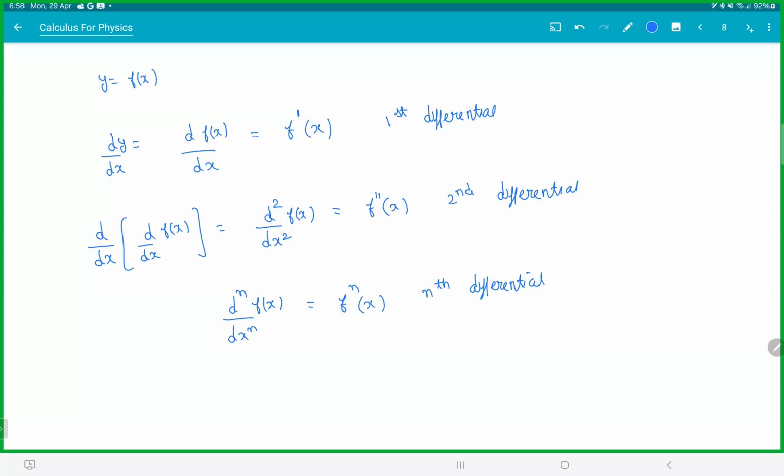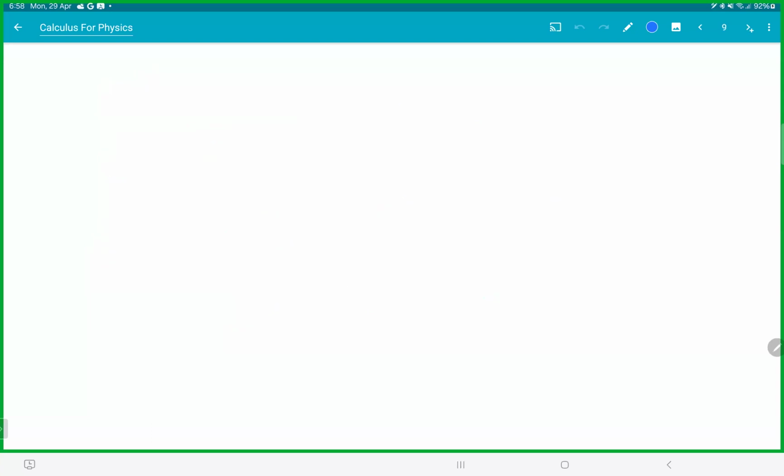In maths, you know how to use it. Physics is a different story. Just because you know differentiation doesn't mean you'll be able to solve physics problems. That we will be seeing. So this is the first level.